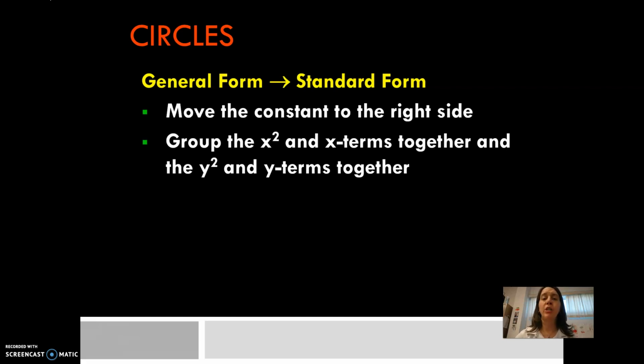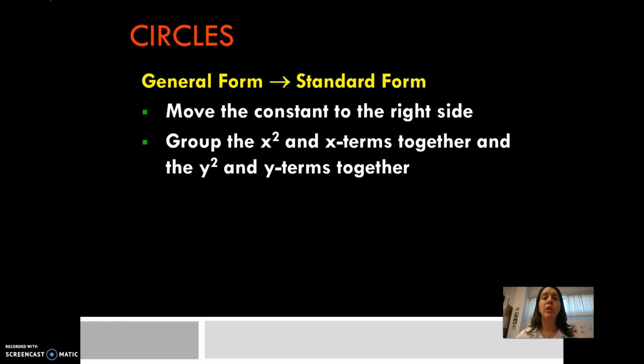First of all, move your constant over to the right side of the equation. That's not the number that we want there in order to complete the square. Notice in standard format, we do have those parentheses. So you want to go ahead and group everything that has an x inside of one parenthesis and everything that has a y inside of the other parenthesis.